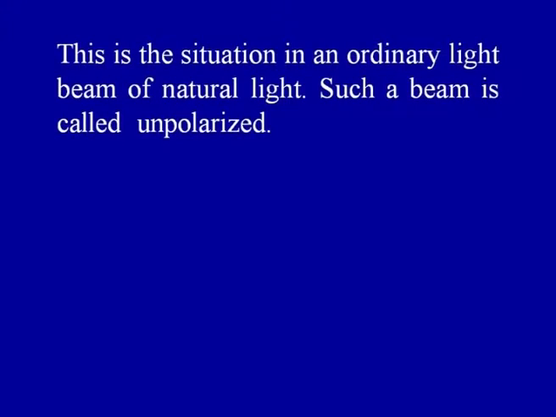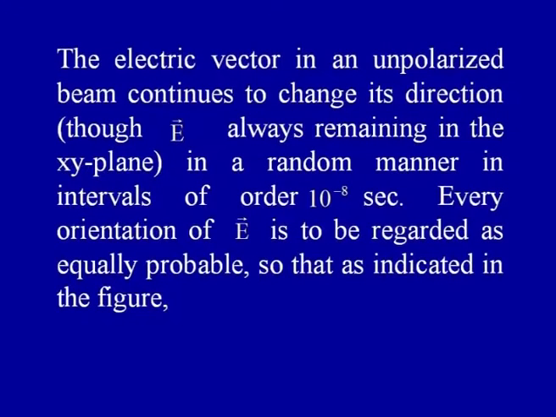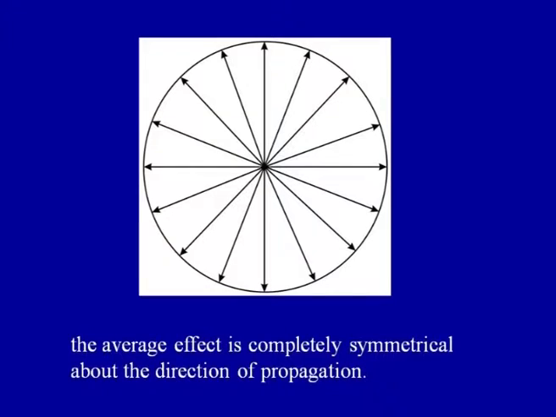This is the situation in an ordinary light beam of natural light. Such a beam is called unpolarized. The electric vector in an unpolarized beam continues to change its direction, although always remaining in the xy plane. So, it continues to change its direction in a random manner in intervals of the order of 10^−8 seconds. Every orientation of E is to be regarded as equally probable, so that, as indicated in the figure, the average effect is completely symmetrical about the direction of propagation.